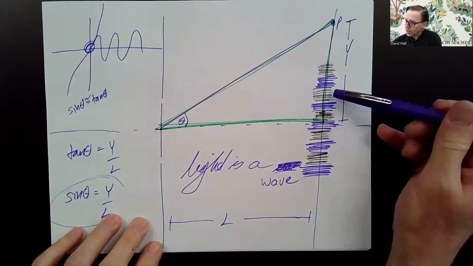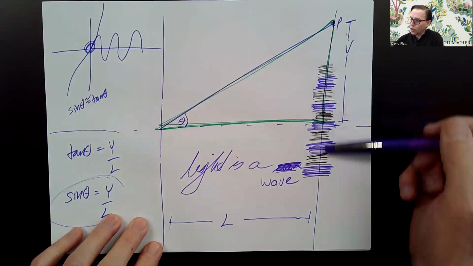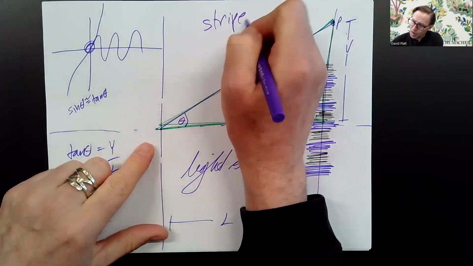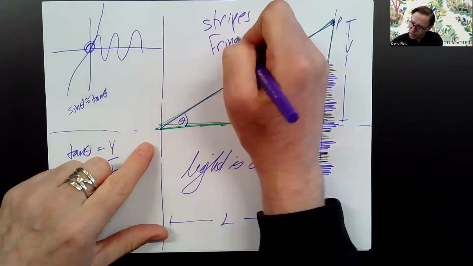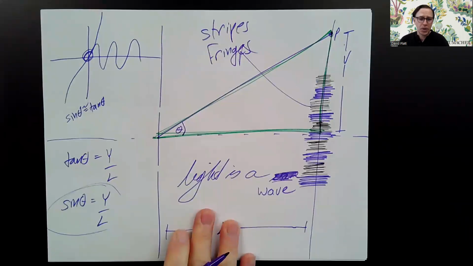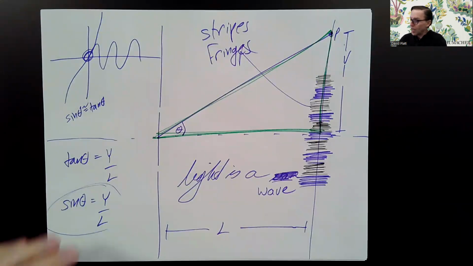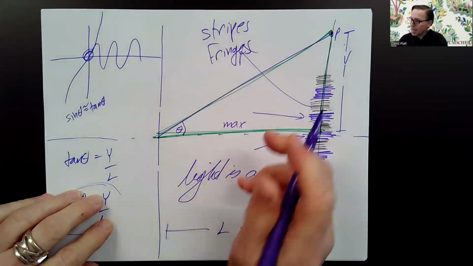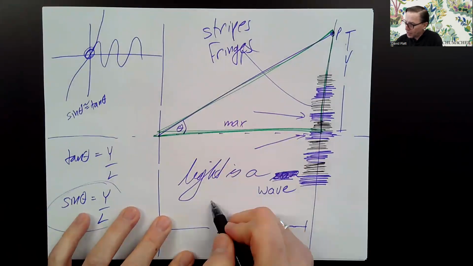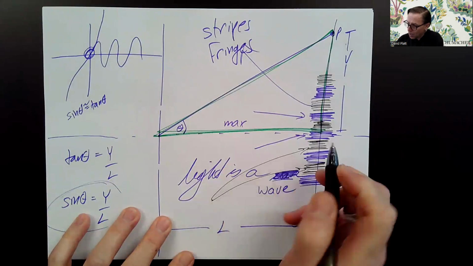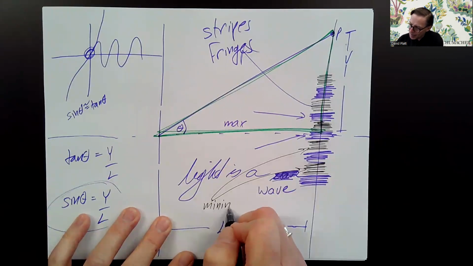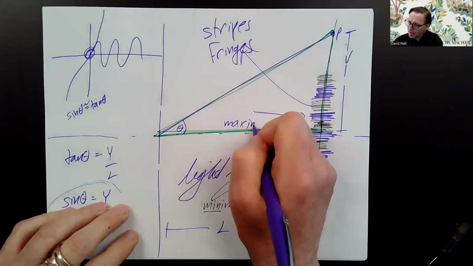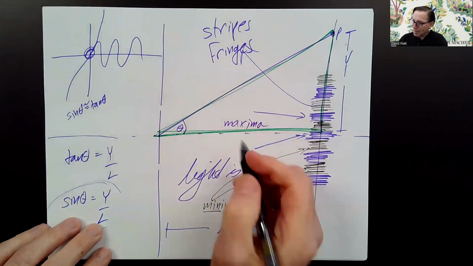These bright and dark spots or stripes are sometimes called fringes. An odd word, but sometimes they are called fringes. Sometimes the bright places are called maxima, and sometimes the dark places are called minima. So we can use maxima, plural, or minima.